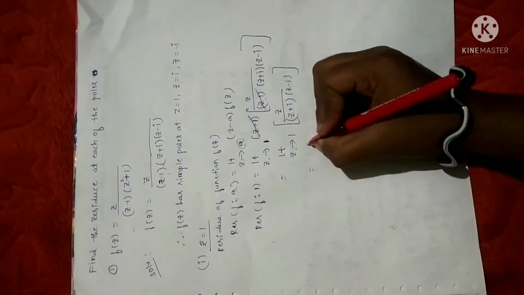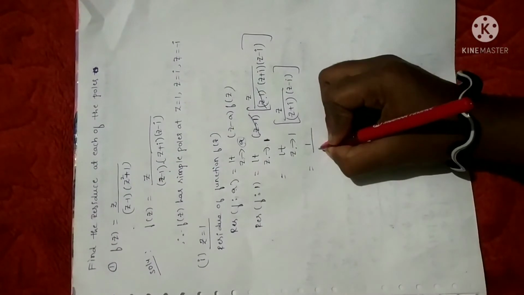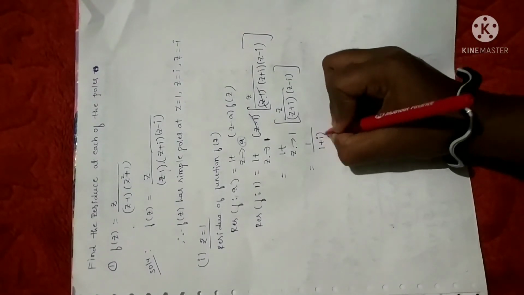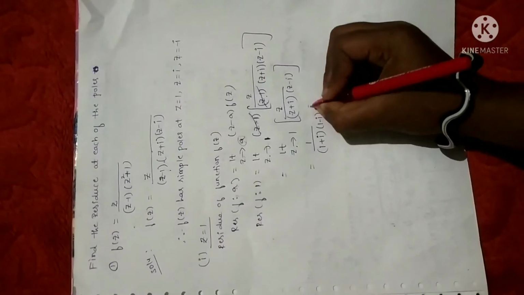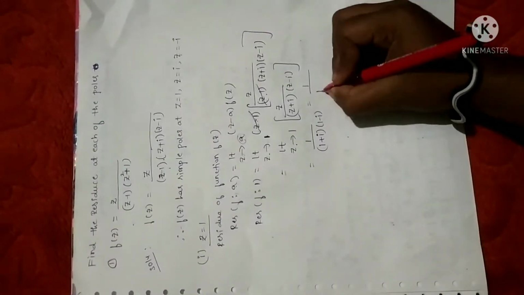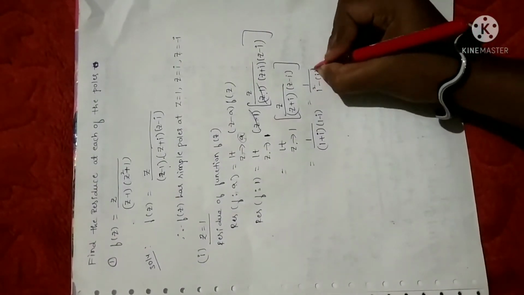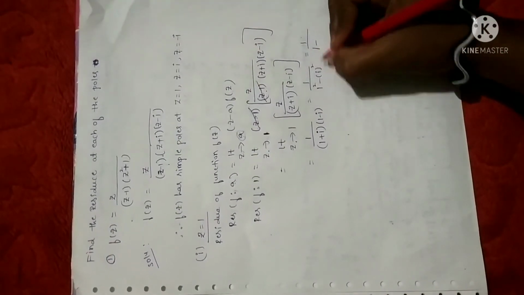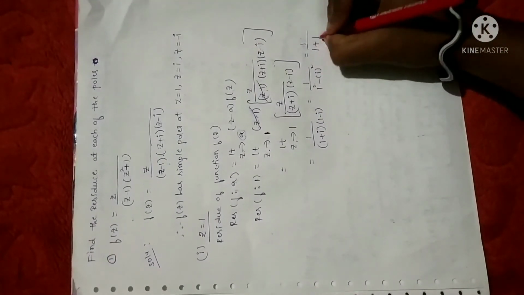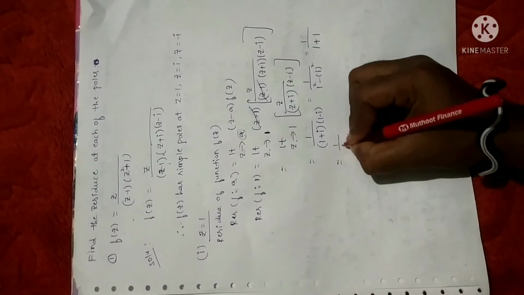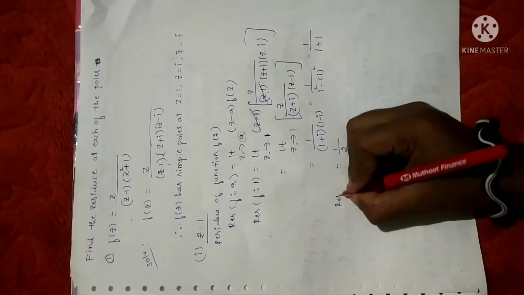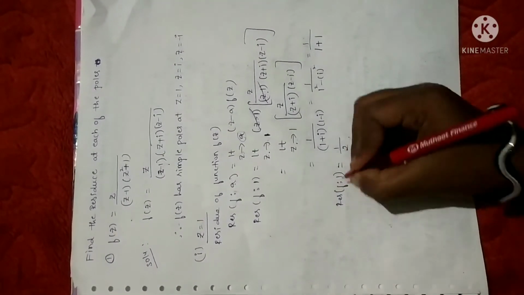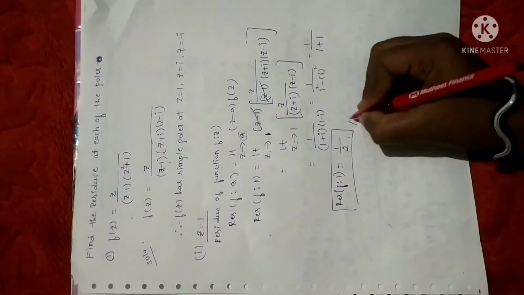So as limit z tending to 1, you will get 1 divided by 1 plus I into 1 minus I. I can write this as a plus b into a minus b, a square minus b square, right? So 1 divided by 1 minus I square, whose value is minus 1. So minus of minus 1 will become plus 1. So it will give you 1 by 2. Therefore, the residue of a function f with reference to the pole 1 is 1 by 2.